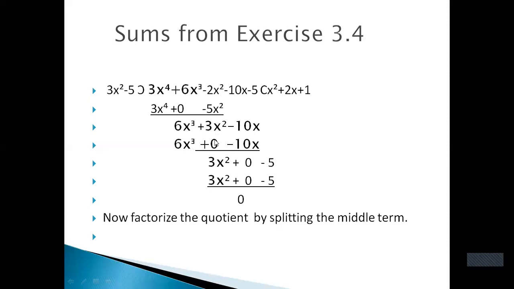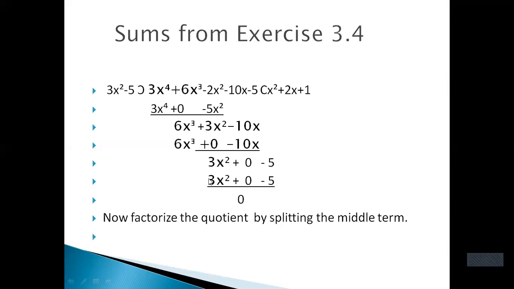Now 3x square plus 0 will become 3x square here. Then this minus 10x changes to plus 10x. So minus 10x plus 10x, the value is again 0. Bring the last term down, that is minus 5. Now to get 3x square, you must multiply 3x square with 1. So 3x square into 1 is 3x square. Then 1 into minus 5 is minus 5.